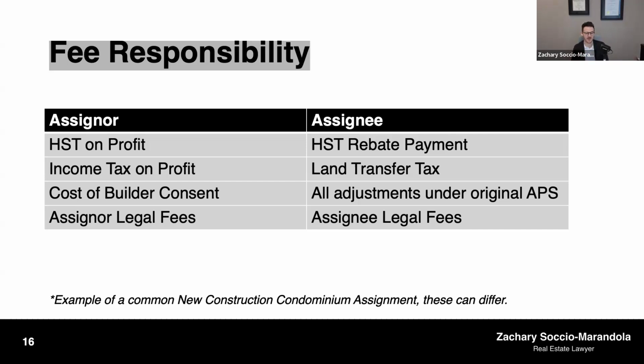Again, I'm not a tax lawyer in itself, so it's not my area of specialization, but that's the general idea of it. There's obviously certain situations that could change or potentially alter this. Income tax on the profit.